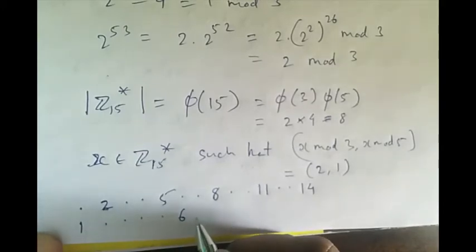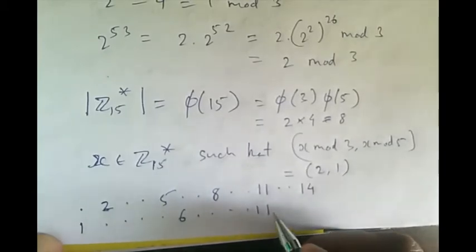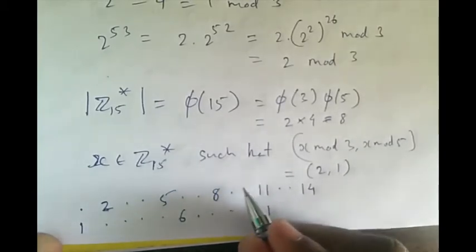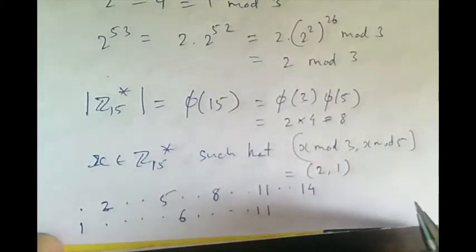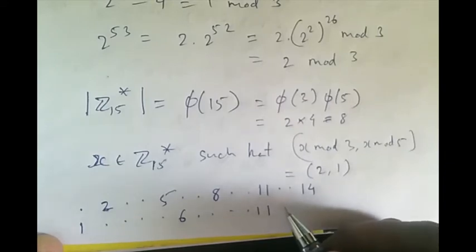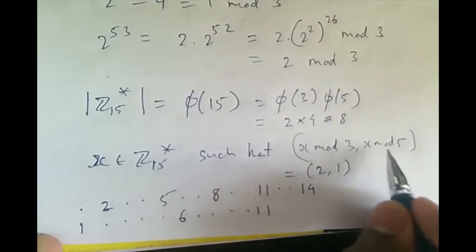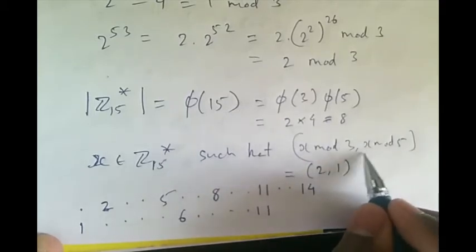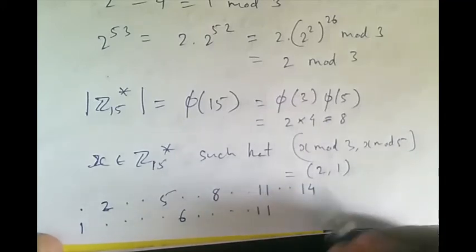6 mod 5 is 1, then 7, 8, 9, 10, 11. So you see that here there's a coincidence. So 11 satisfies 11 mod 3 is 2 and 11 mod 5 is 1. So the answer is 11 because this isomorphism, x maps to x mod p and x mod q, is a bijection. So as long as we find one, it is unique. It is the only one. So 11 is the pre-image of (2, 1).